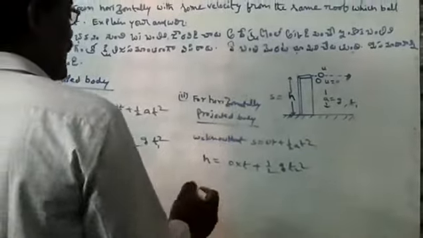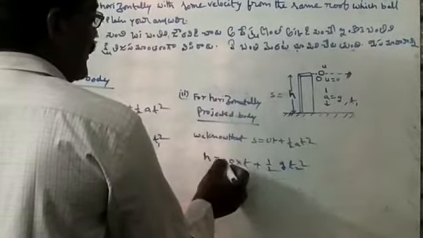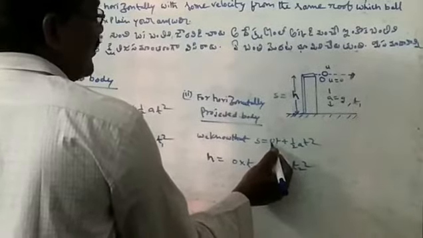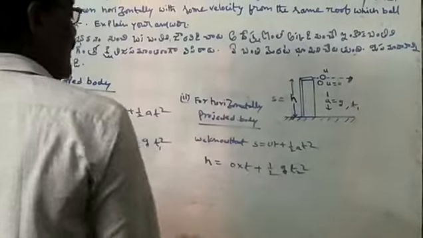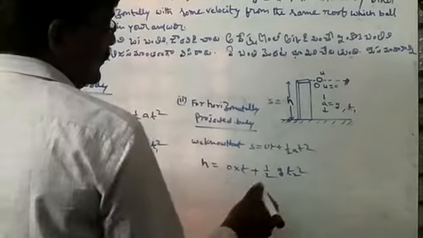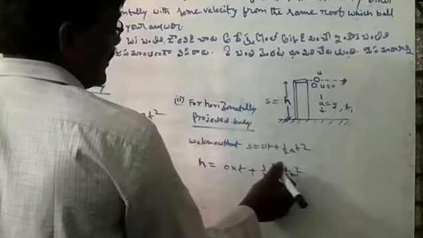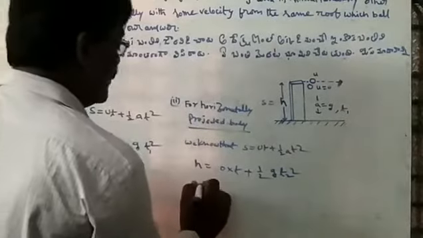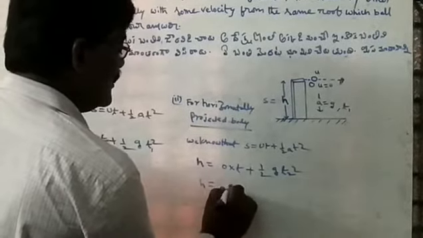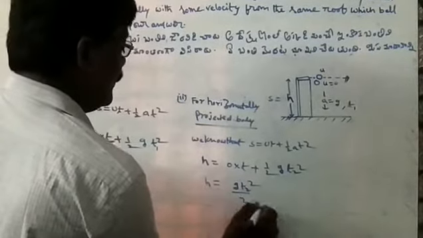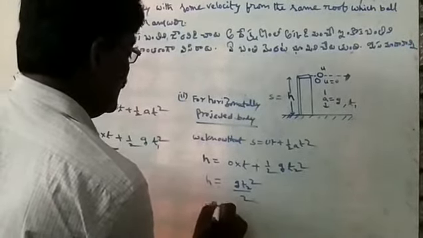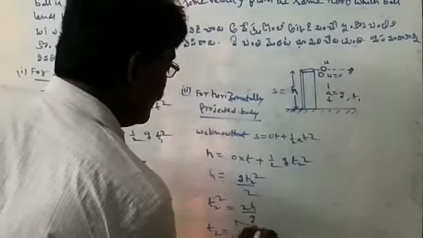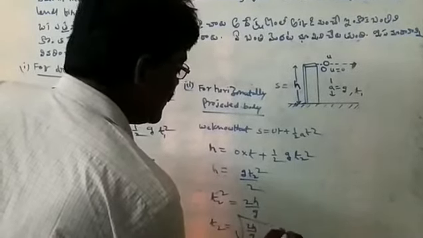h is equal to 0 into t, where 0 is the initial velocity along the vertical direction, plus half a, which is g, into t2 square, in the second case. Simplifying, h is equal to g t2 square by 2. t2 square is equal to 2h by g, and t2 is equal to root of 2h by g. This is equation number 2.